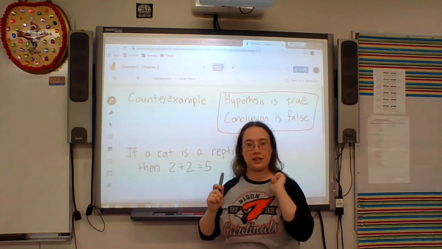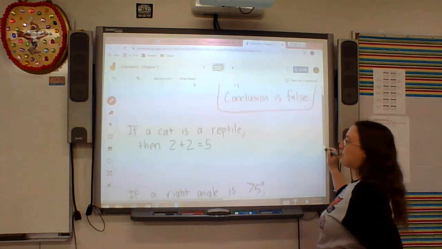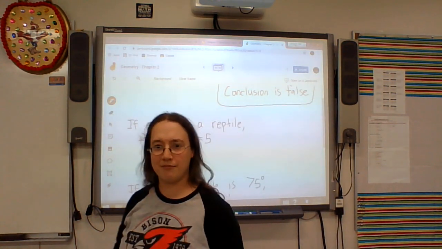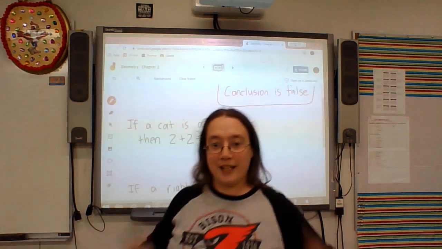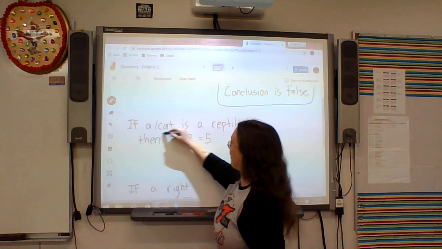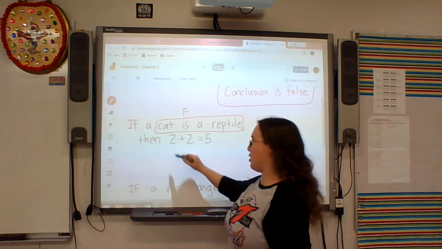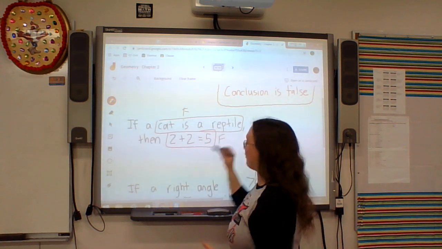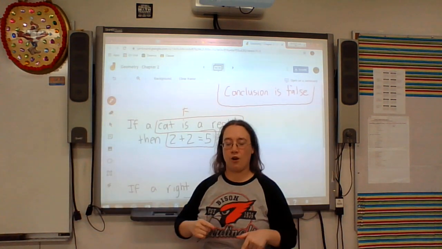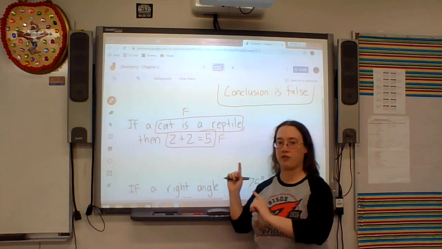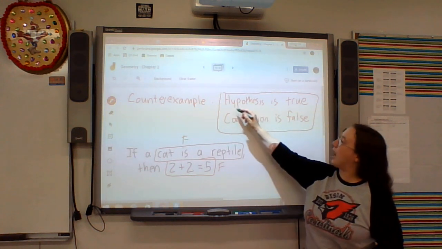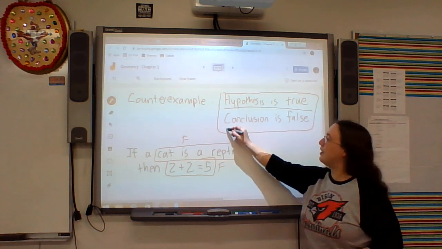The reason that's important is because if I have something like this, if a cat is a reptile, then 2 plus 2 equals 5. Now, admittedly, that probably screams like it should be false, because cats are not reptiles, and 2 plus 2 definitely does not equal 5. So just looking at that, it looks like it should be false. But in order for it to be false, we have to have a counterexample.